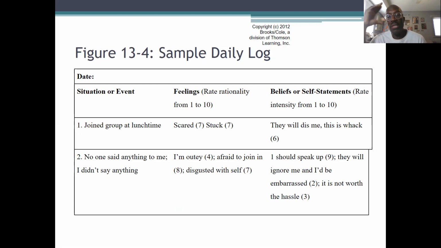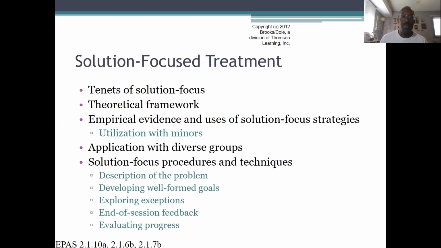If I'm believing that they don't like me or they're going to diss me, then that's why I'm going to be feeling scared and stuck about whether I want to join them at lunch. And as long as I stay in that mind frame, I'll probably stay stuck in that behavior. So this is an example we could do with a client who is experiencing some of those cognitive distortions, helping them unsee the world the way they do, since it doesn't work well for them. Now on to solution focused treatment.